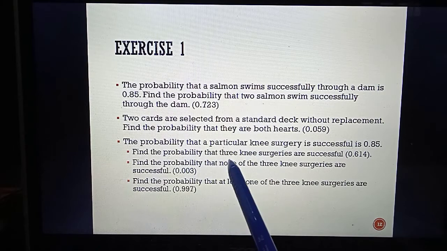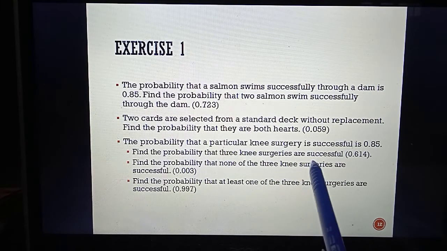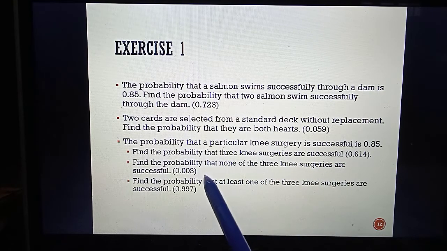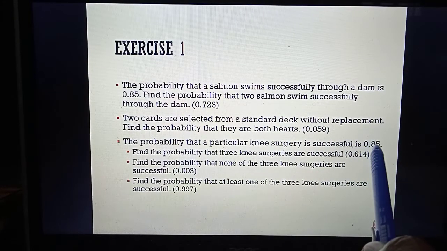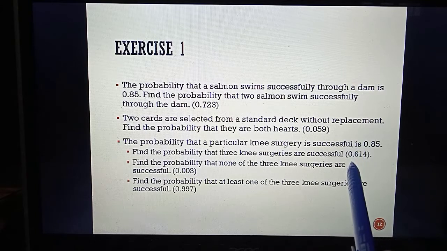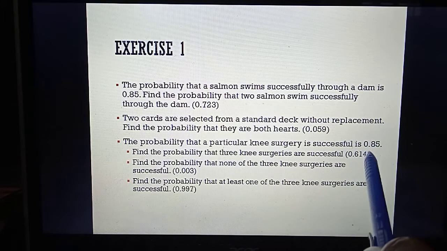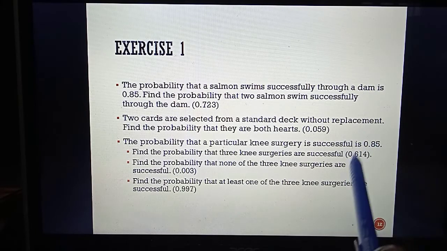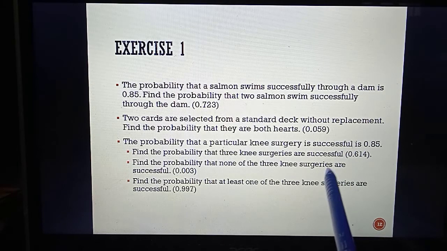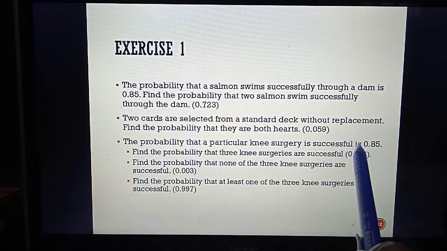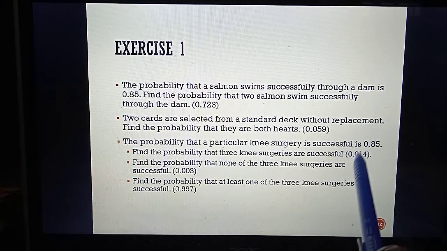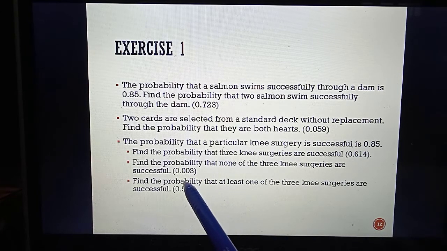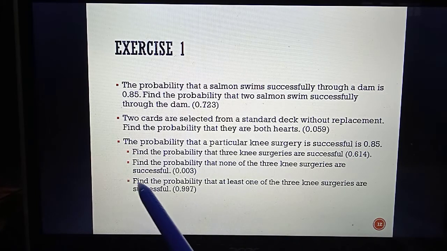Find the probability that none of the 3 knee surgeries are successful. Okay, knee surgery success is 0.85. So knee surgery fail is 1 minus 0.85, which is 0.15. Okay, first knee surgery fail is 0.15, second fail also 0.15, third fail also 0.15. So answer is 0.15 power 3. So answer is 0.003. Okay, last one.